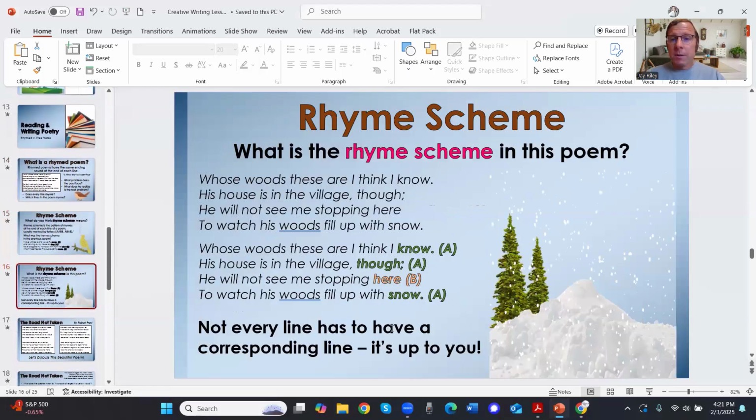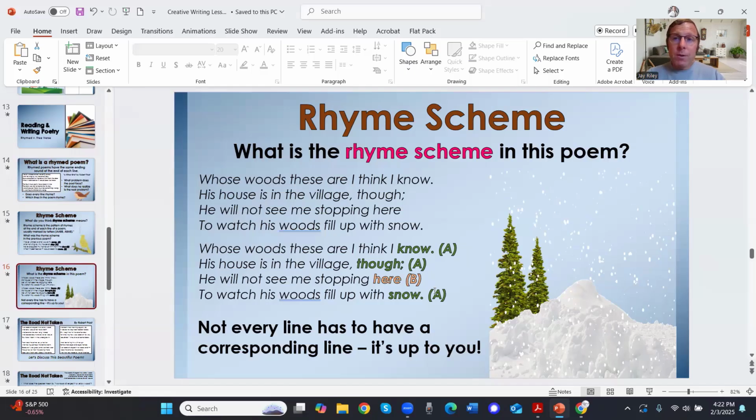So let's take a look at another poem. This is another Robert Frost poem. I've got several Robert Frost poems here. As I said, he's my favorite poet. So here, this is Stopping by Woods on a Snowy Evening. Whose woods these are, I think I know. His house is in the village, though. He will not see me stopping here to watch his woods fill up with snow. So know, though, and snow all rhyme. Here does not. So it's A, B, A.